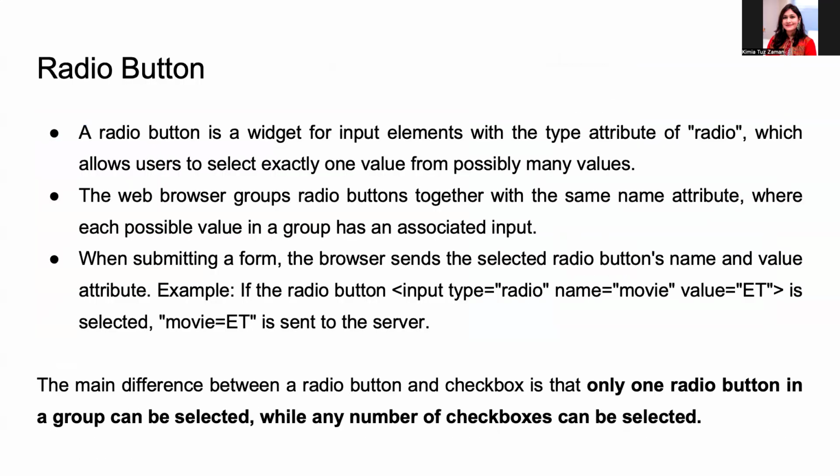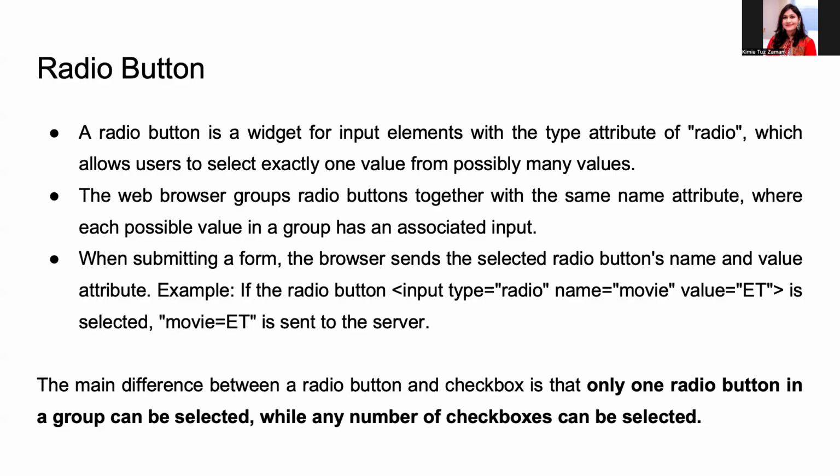Now let's talk about radio buttons. A radio button is another type of form widget created with the input element, but this time the type attribute is set to radio. Radio buttons are useful when you want the user to choose exactly one option, but you give them several possible choices.